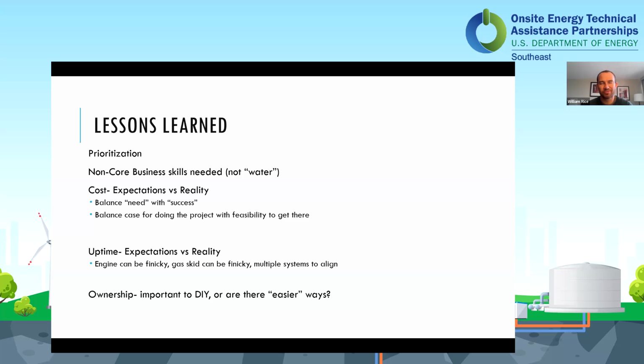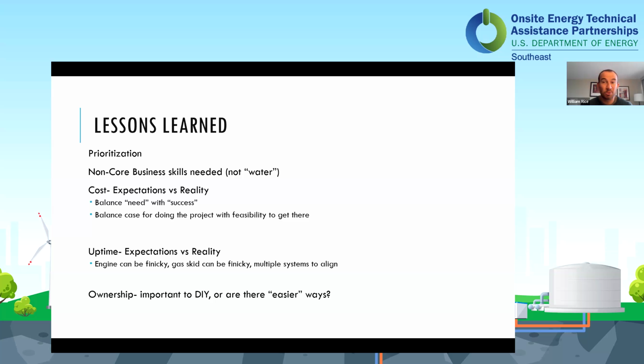We had some realizations, some expectations for reality kind of situations where we're balancing: do we really need to have this, or is it sort of a nice to have? And what does success look like? And what were the costs we thought they were going to be, and what the costs actually were? And how does that change your business case, right?